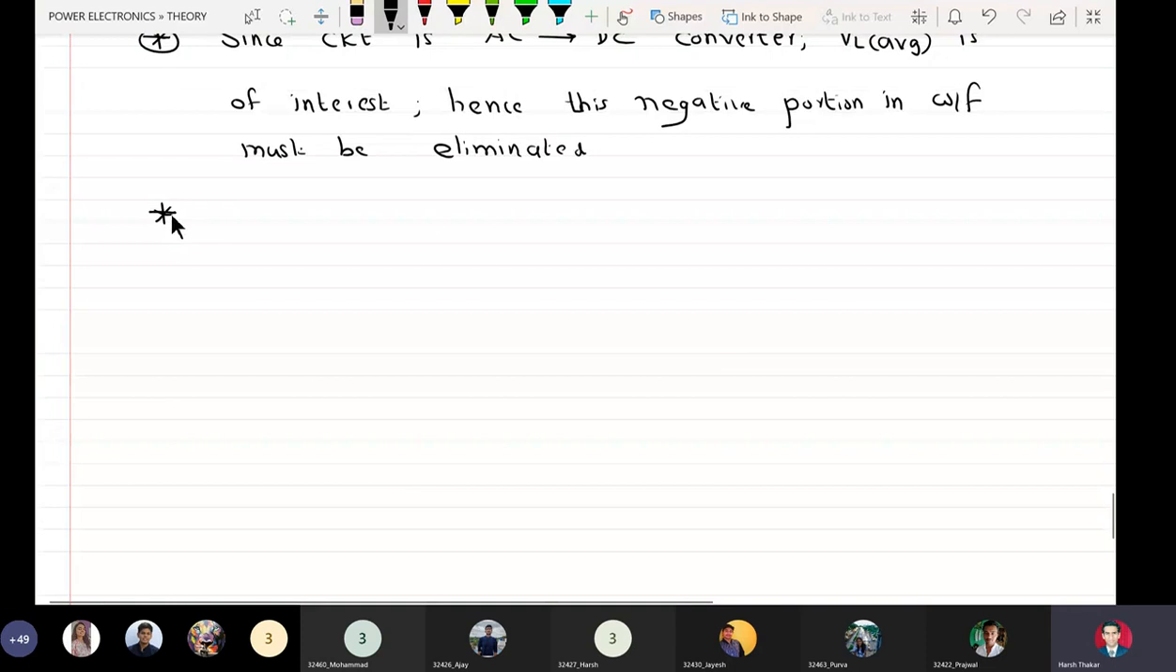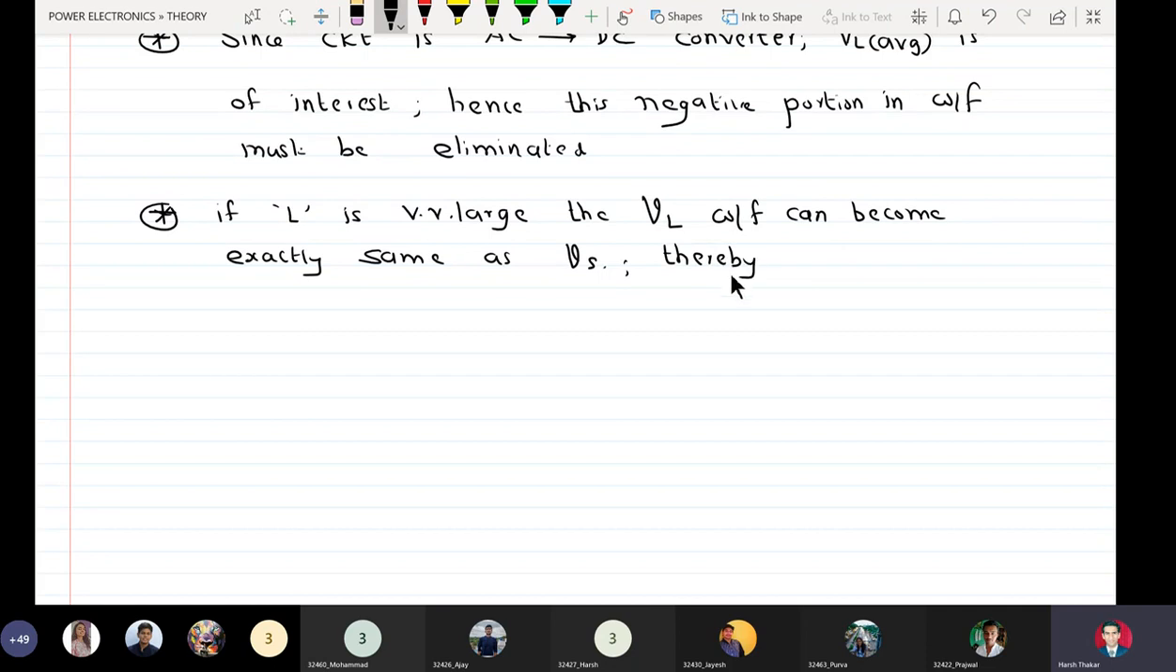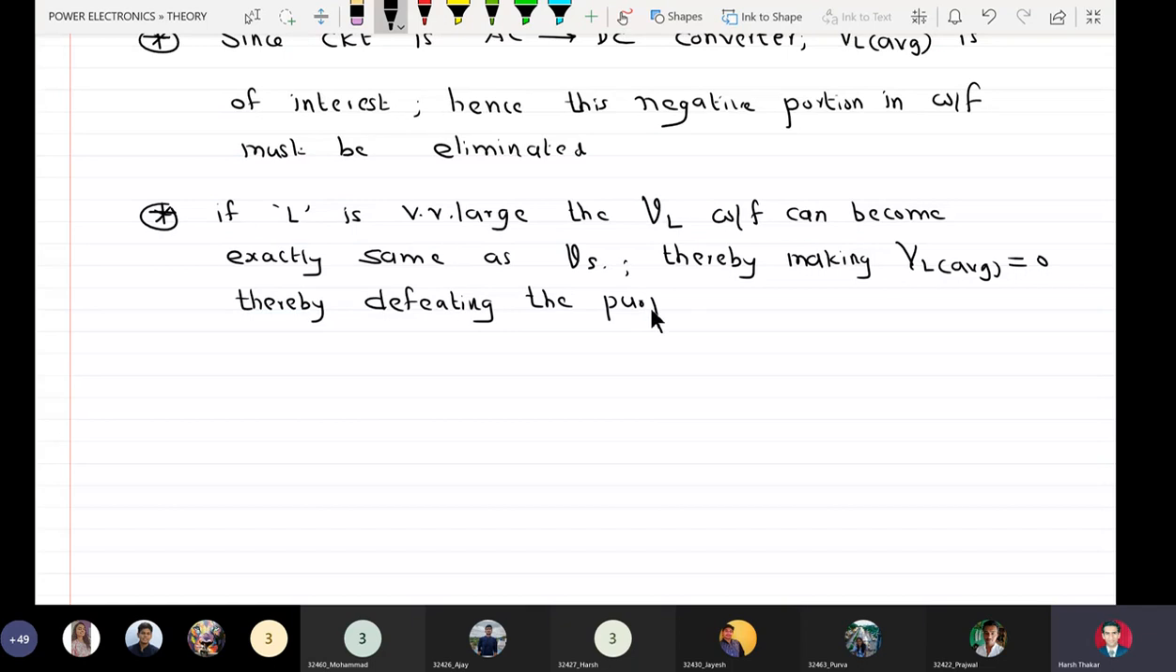Okay, so if L is very large, the VL waveform can become exactly same as Vs, thereby making VL AVG equal to 0, thereby defeating the purpose of the circuit, that is AC to DC conversion.